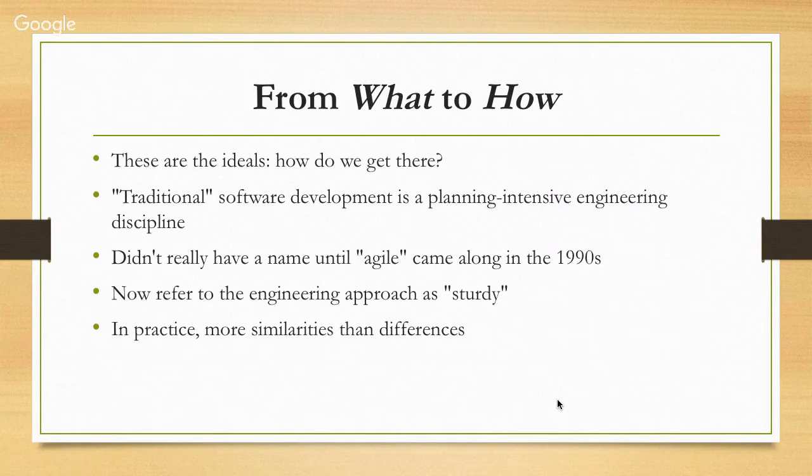This type of approach didn't really have a name until the 1990s, when an alternative approach started becoming popular called Agile software development. Now, in academic circles, the engineering approach is kind of referred to as the sturdy approach, as opposed to the Agile approach. Honestly, in practice, there's more similarities than differences between these two.